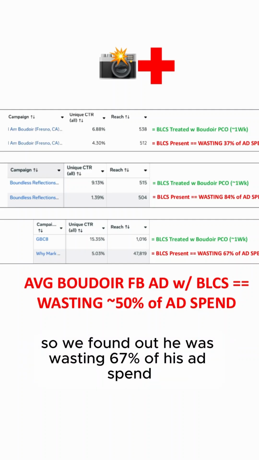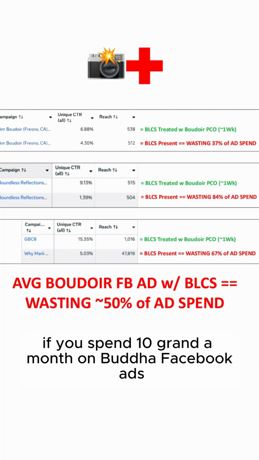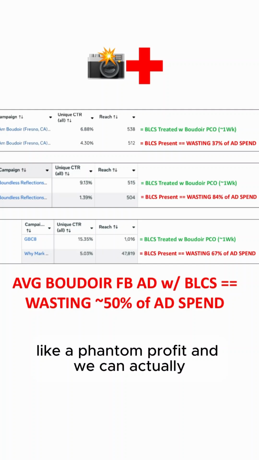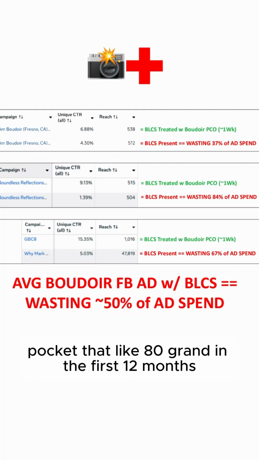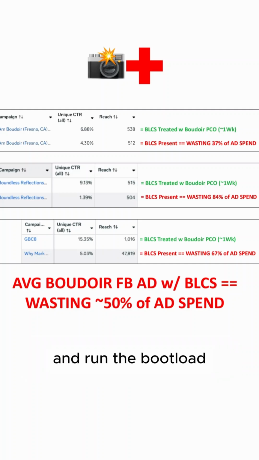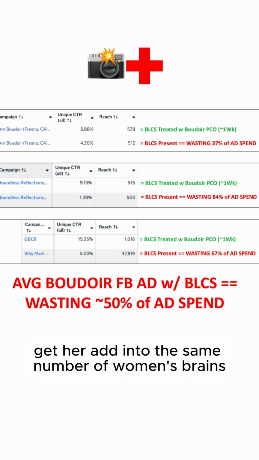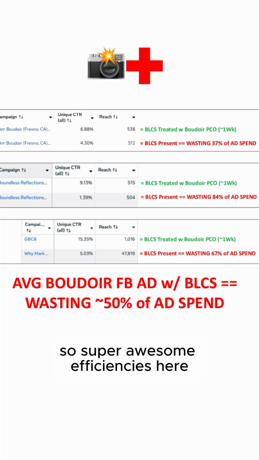So we found out he was wasting 67% of his ad spend with that original one. So now, if you spend 10 grand a month on Boudoir Facebook ads, we can eliminate $6,700 in wasted ad spend, keep that as a phantom profit. And we can actually pocket like 80 grand in the first 12 months and run the Boudoir Pico treated ad at $3,300 a month, get our ad into the same number of women's brains as the original Boudoir Facebook ad running at 10 grand a month. So super awesome efficiencies here.